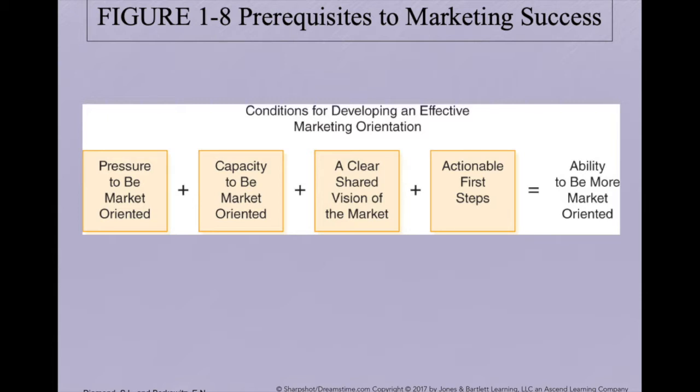Capacity to be market-oriented. The organization must have enough trained and experienced staff members who are devoted to improving the organization's marketing effort. They must have a clear, unified vision of the market and actionable first steps. A detailed marketing plan that includes necessary strategies and tactics, including the 4 Ps. You will be doing a marketing plan within this course later on.